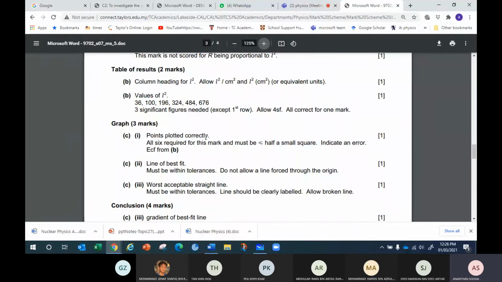So the mark scheme says the graph points are plotted correctly: all 6 required points must be plotted to less than half a small square. Line of best fit in the correct direction, you get 1 mark. Worst acceptable line passing through all the error bars, within the error bars, you get 1 mark. So 3 marks. You see, this is an old past year. In the new past year, for the line of best fit, they tell you which coordinates need to be passed through. They give a range of coordinates. If you pass through that coordinate, then you get a mark. This is an old past year, where they never tell the coordinates.